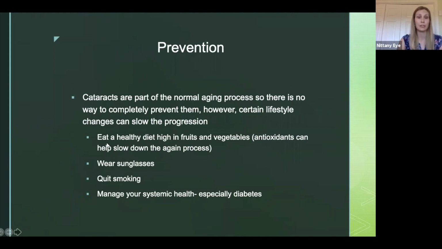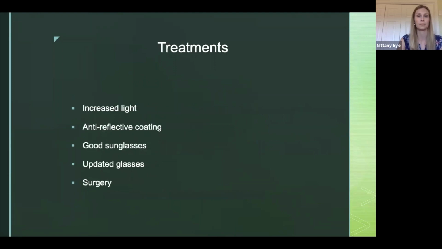Just like everything else, eating a healthy diet high in fruits and vegetables is really important. The antioxidants can really help slow down this aging process. Wearing sunglasses, again, can really help decrease your risk of getting those cortical cataracts. Quitting smoking can also slow that aging process. And just managing your systemic health, especially if you're diabetic, keeping that control can really help you prevent getting cataracts early. So there are some treatments.